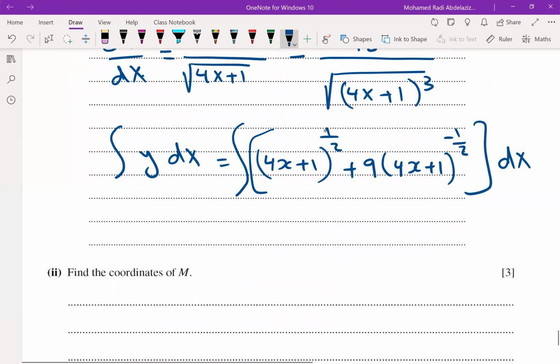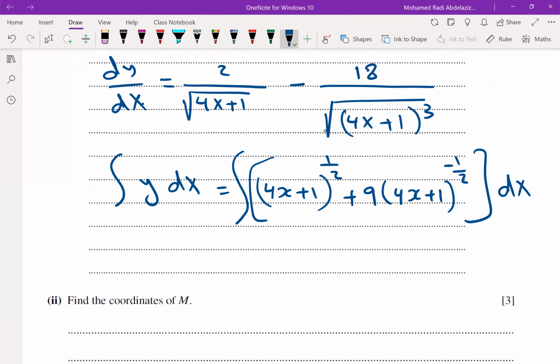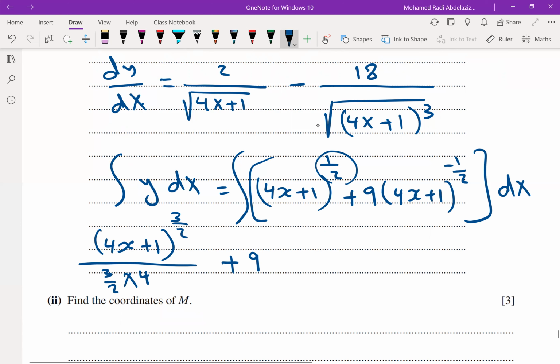Do you remember integrating by using the chain rule? If we have a linear function for any power n, start to integrate (4x + 1). We add 1 to half to be 3 over 2, divided by the new power, which is 3 over 2, multiplied by the coefficient of x, which is 4, plus 9 is a constant. Again, we start to add 1. You add 1 to negative half will be half, divided by the new power, multiplied by the coefficient of x, which is 4.